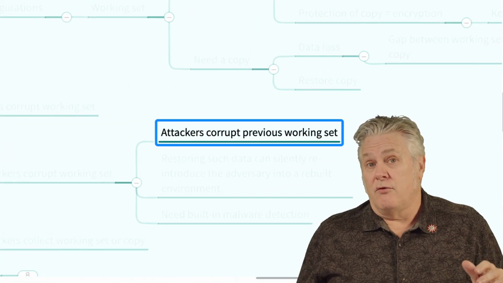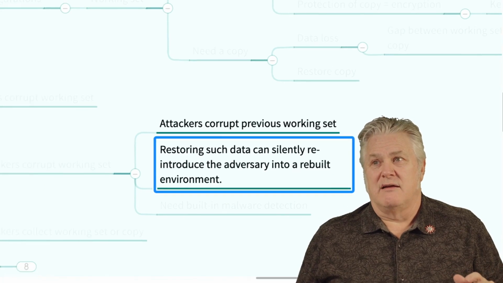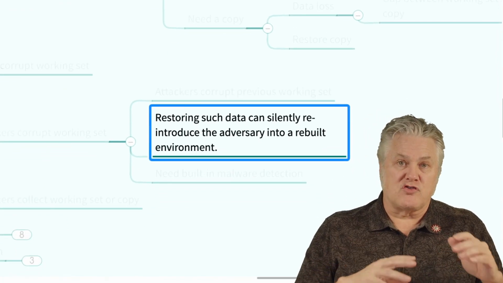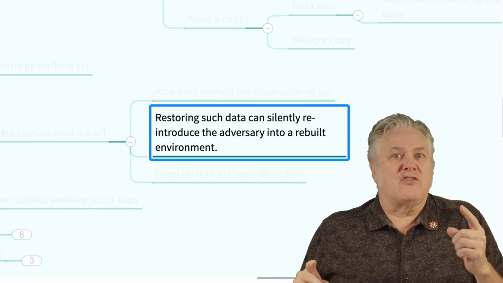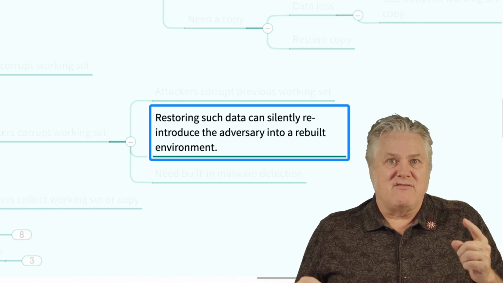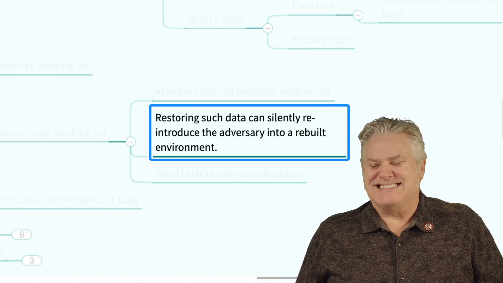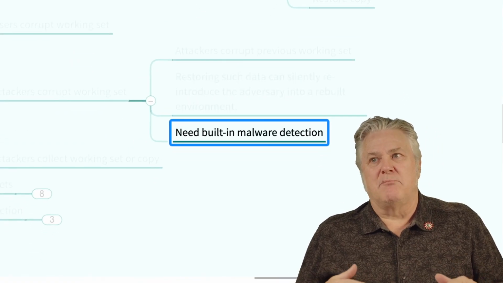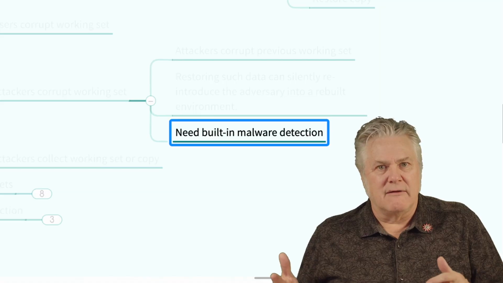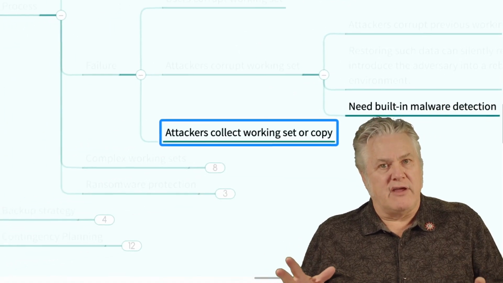They could also corrupt our previous working set. And that means that if we were to restore that data that was corrupted, we can reintroduce that vulnerability that the adversary injected into our rebuilt environment. Not so good there. So now what we need as a control is built-in malware detection in our restoration process. Okay.